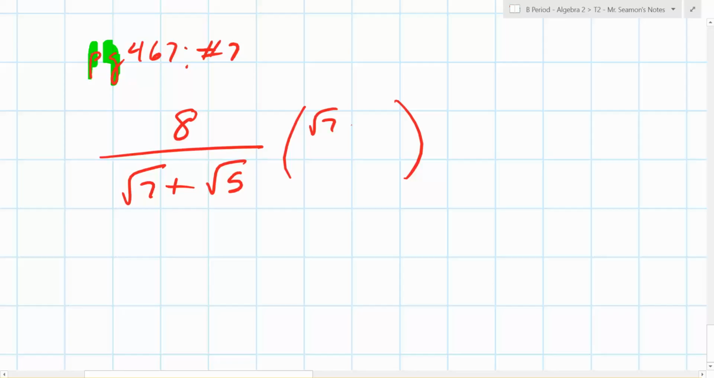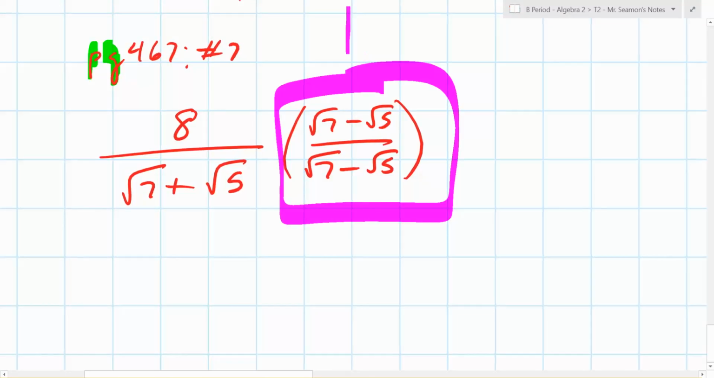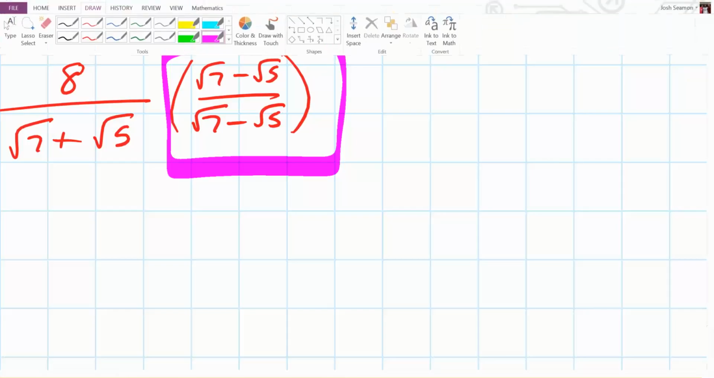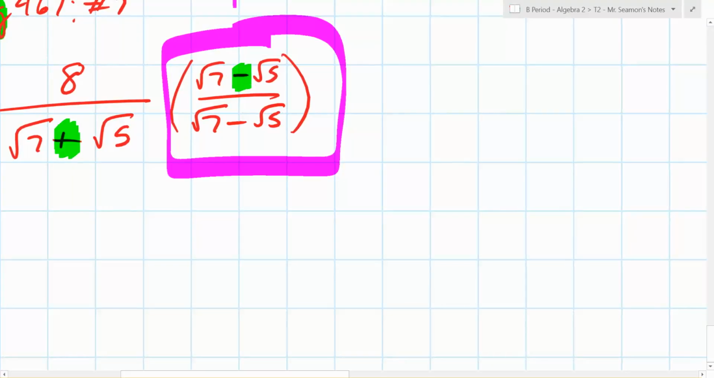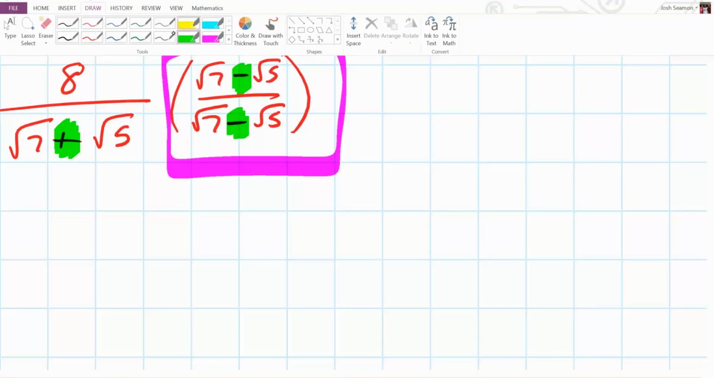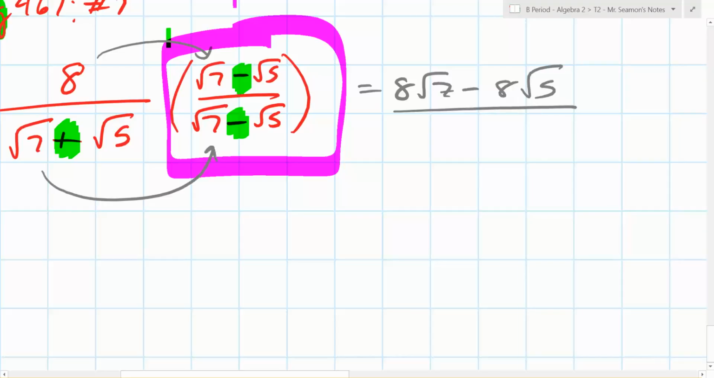Radical 7 minus root 5 over root 7 minus root 5. It has to be the same on the top and bottom because what does this need to be? It has to be 1. That's a form of 1, so you have to flip the sign. So you see how it's a plus right here? It needs to be a minus right there. So now when we distribute this, you have to make sure you distribute. It's going to be 8 root 7 minus 8 what? Root 5 all over. Well, what's root 7 times root 7?